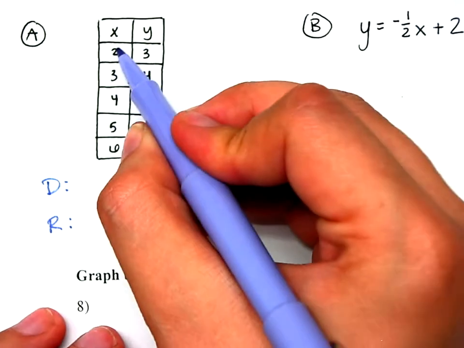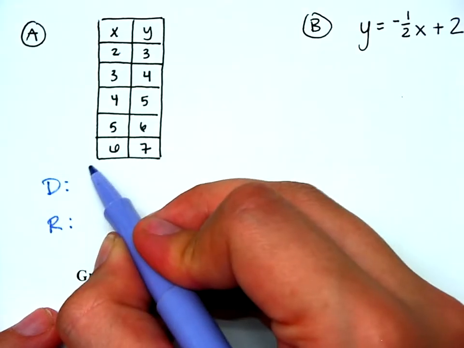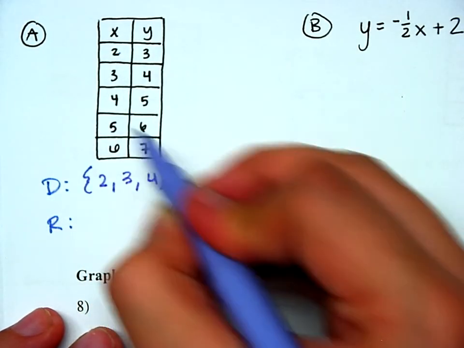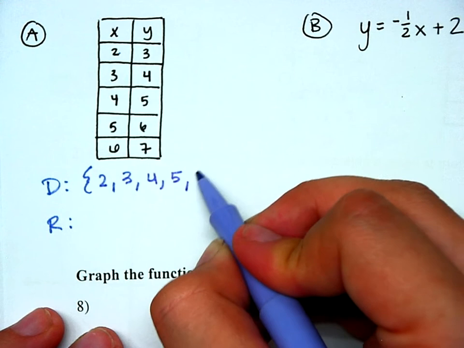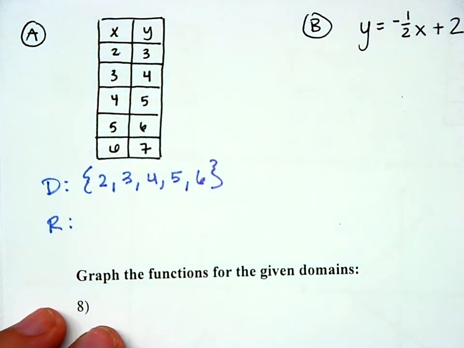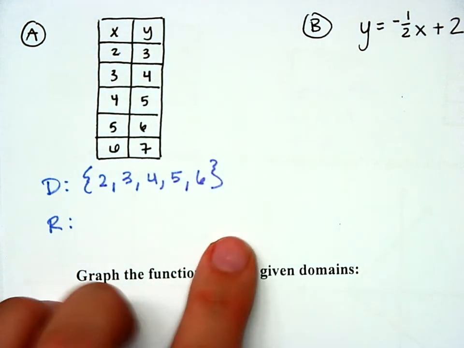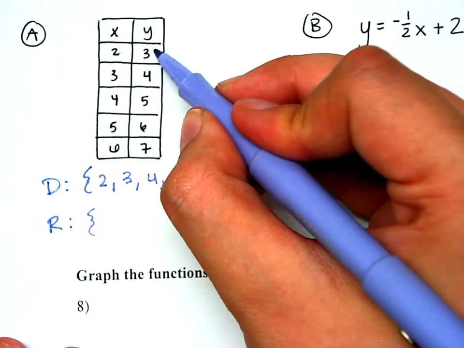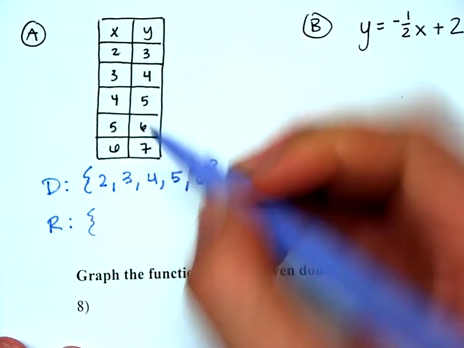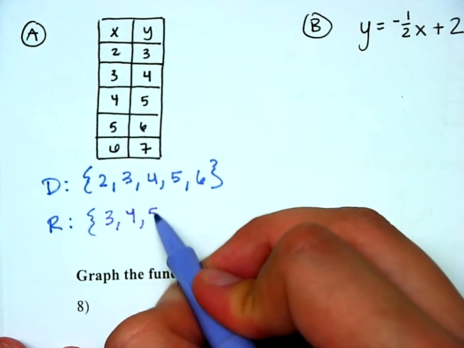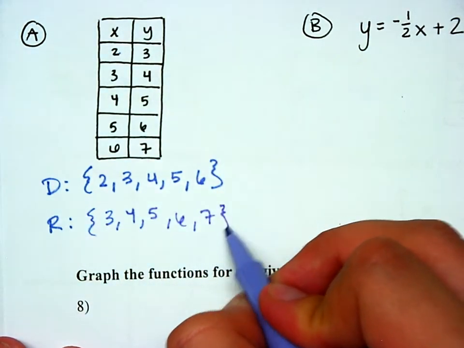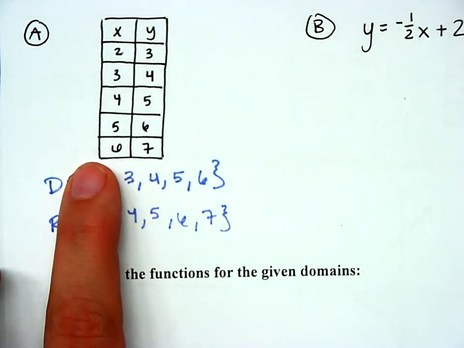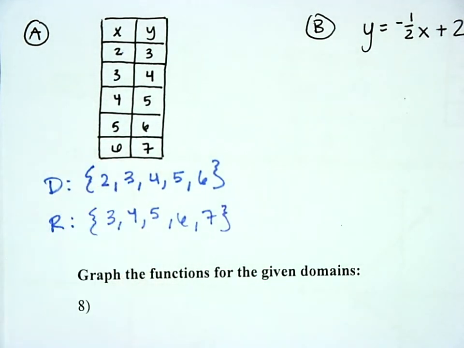Okay, so my x values, my domain, are going to be 2, 3, 4, 5, and 6. And that's it. No values in between, no values that are greater or less than, just those 5. Same thing with my range: 3, 4, 5, 6, and 7. 6 and 7, those are my range. So all I did was list the x values for domain and the y values for range.